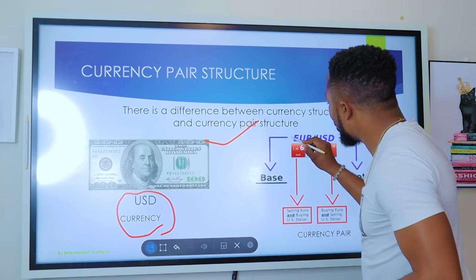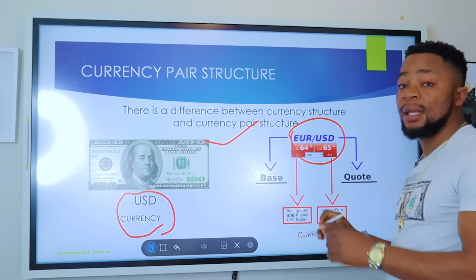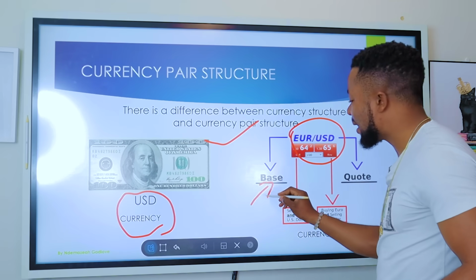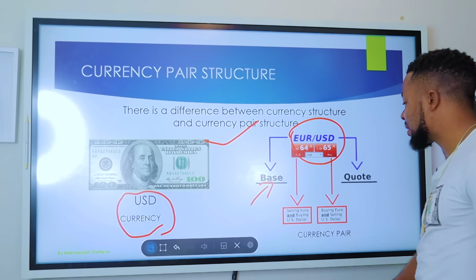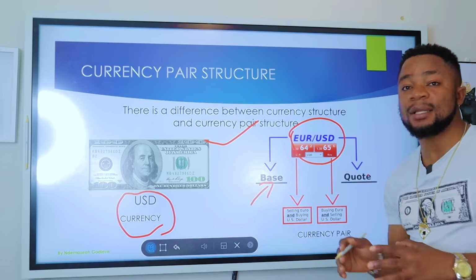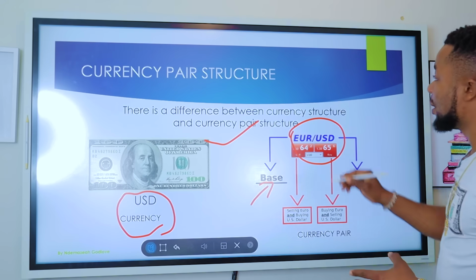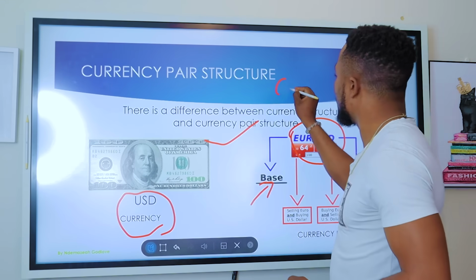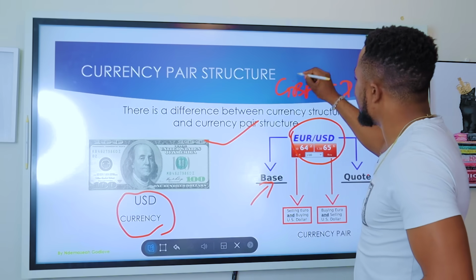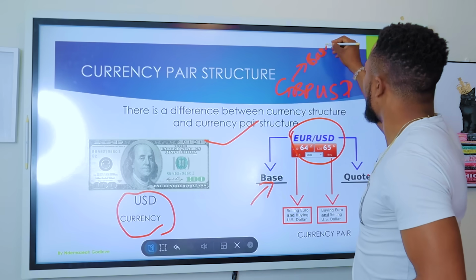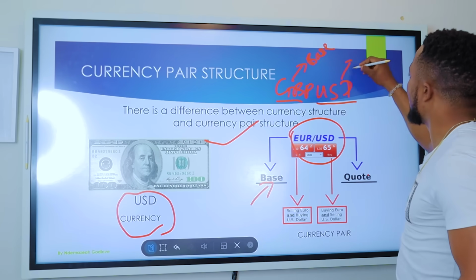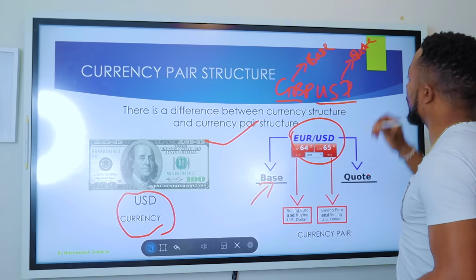So in any particular currency pair, let's take this one for an example. The first currency in the pair is what we call the base currency, and the second currency on the list is what they call the quoted or the secondary currency. All right, so let's take another example. Let's take Great Britain pound USD. This first currency stands for the base currency, and the United States dollar stands for the quote currency.